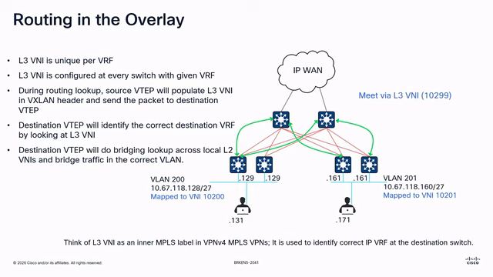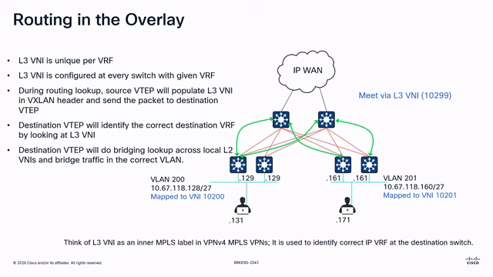The way that it works is that it's configured on every switch where you have this VRF created. During routing lookup, the source VTEP will recognize that the destination of the packet is outside of the layer 2 overlay, so it needs to be routed. It will put this layer 3 VNI number in a VxLAN packet and send it to the destination VTEP. The destination VTEP receives the packet with the layer 3 VNI, maps it to the local VRF that it has, and can do a local routing lookup and send it to the VLAN that you need.